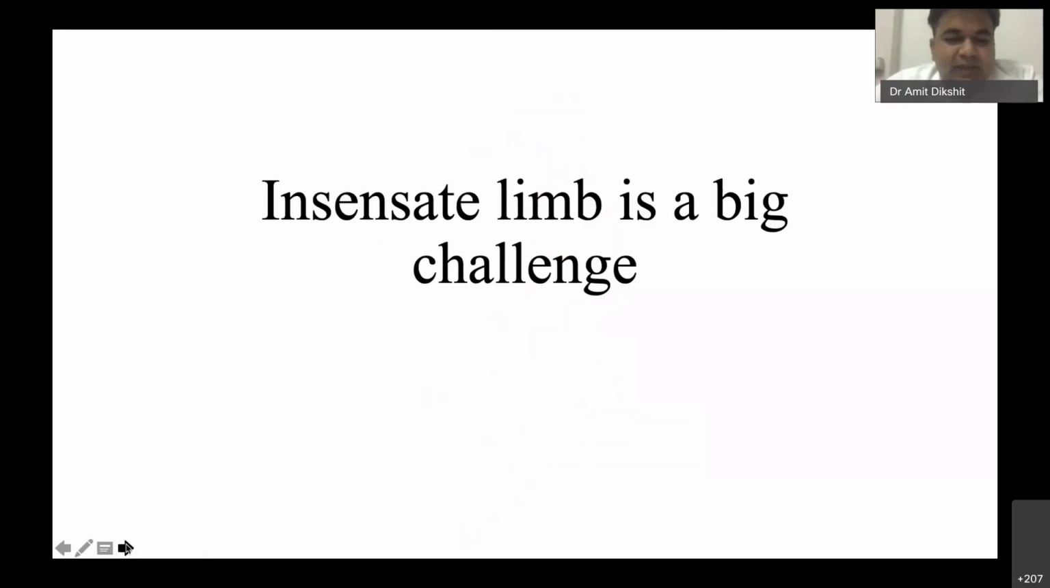Insensate limb is a big challenge. Now, I was part of anesthesia intervention for many VIP patients, and I must tell you, out of experience, that when the patient is somebody very VIP, a known surgeon, your colleague, your friend, or a trustee in the hospital, what is the most common complaint after you have administered the block? You have to believe the only question they ask is how long this arm or leg or part is going to remain numb.